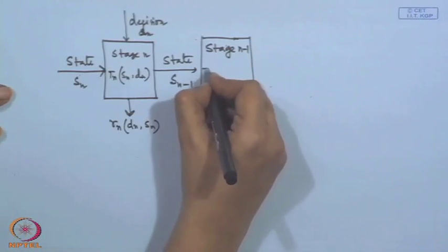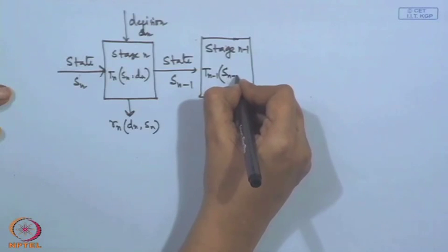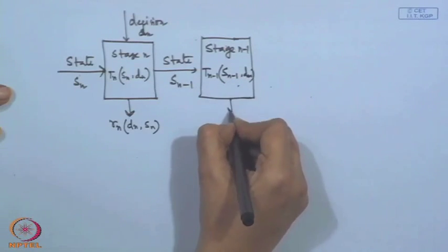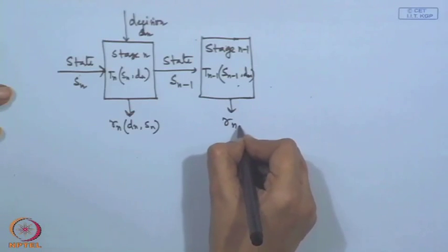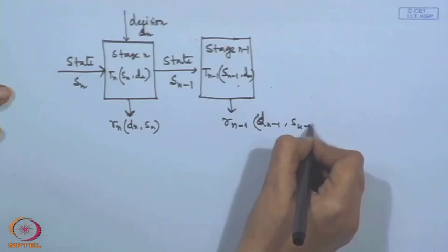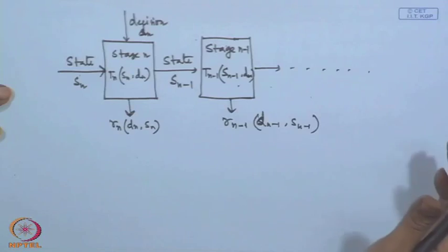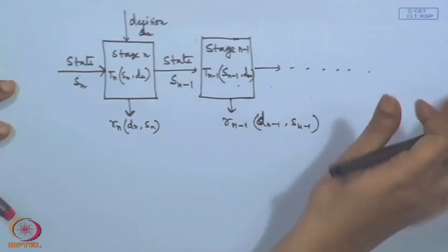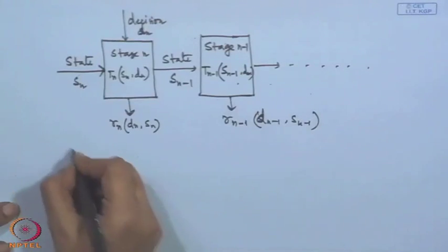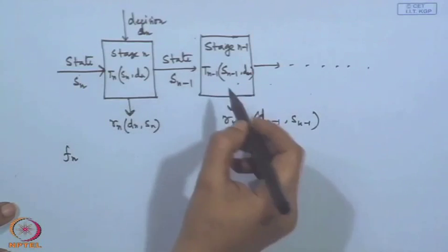Here also the stage transformation equation is there. For each stage we have the stage transformation equation, and again we have the optimal return in each stage, and in this way we will just move to the next stage again and again to reach the whole problem.